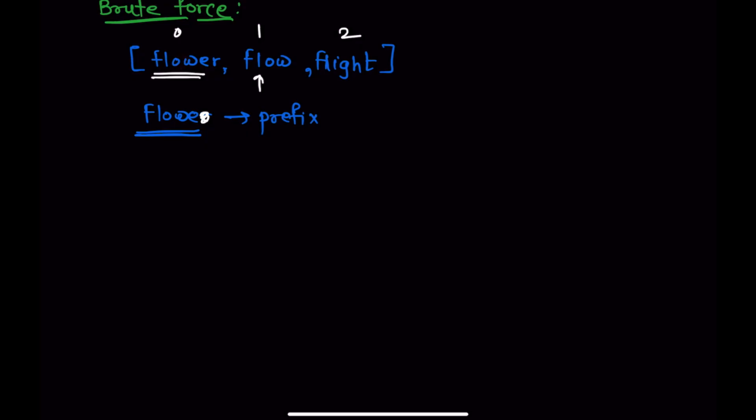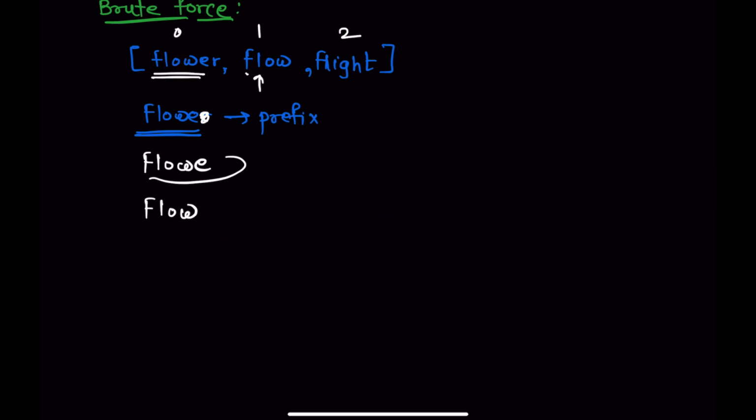So let's reduce our string to flowe. Now we'll check if this is a prefix of flow or not. Is flowe a prefix of flow or not? No, flowe is not a prefix of flow. So tell me guys, if flowe is not a prefix of flow, should we check whether this word is a prefix of flight or not? Since it is not matching for the second word itself, there is no point in checking for the other words, right? So we will just reduce a character again from the end and check for the prefixes.